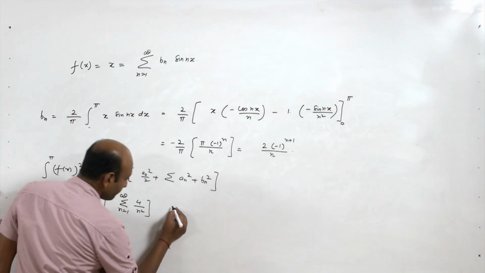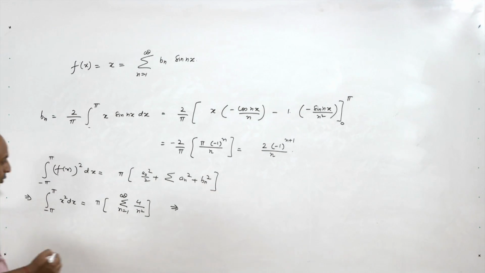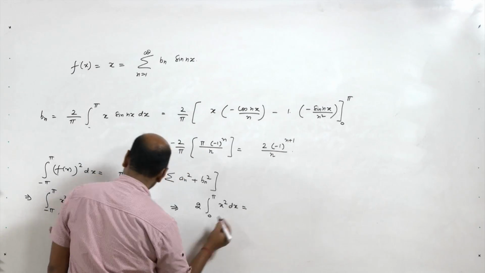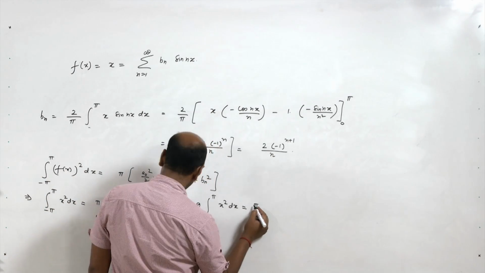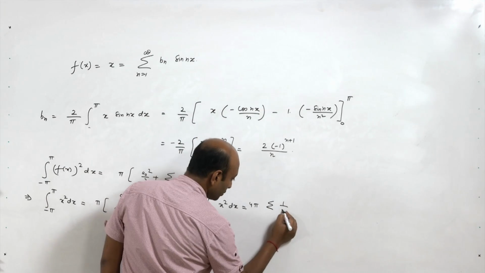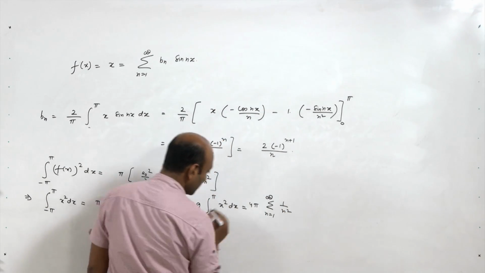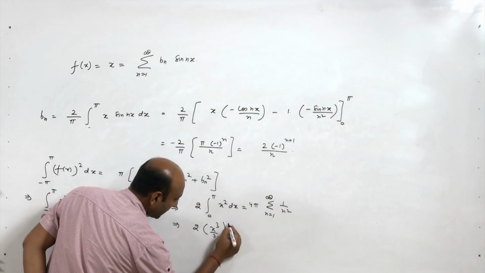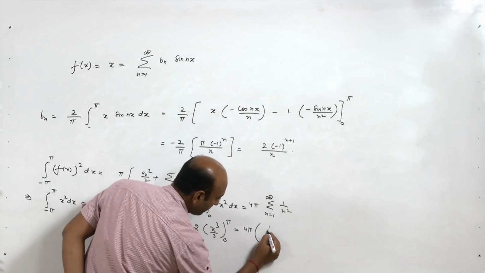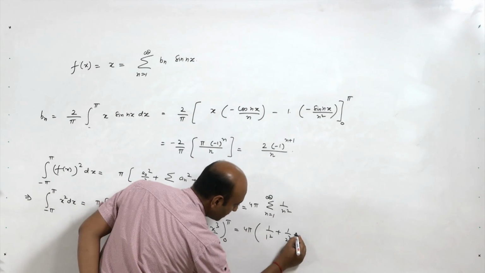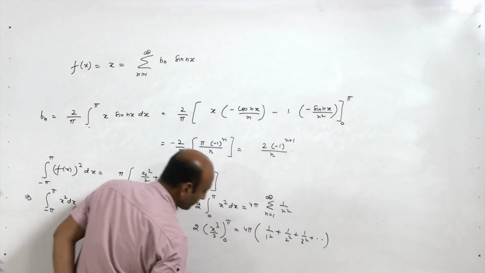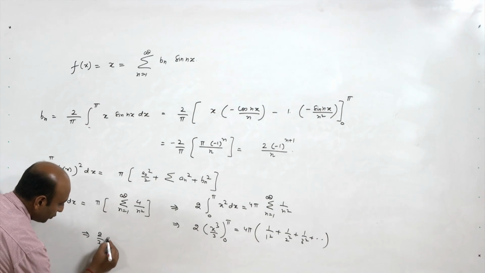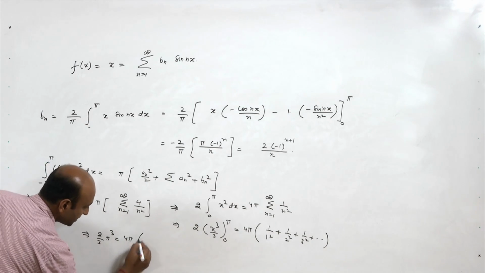So, this implies, now it is an even function, it is nothing but 2 times the integral from 0 to pi of x square dx, which is equal to pi into 4, which will come out, times the summation of 1 by n square, n from 1 to infinity. So, this further implies 2 times x cube by 3 from 0 to pi, and it is 4 pi times 1 by 1 square plus 1 by 2 square plus 1 by 3 square and so on. So, this implies 2 upon 3 pi cube is equal to 4 pi into this expression.